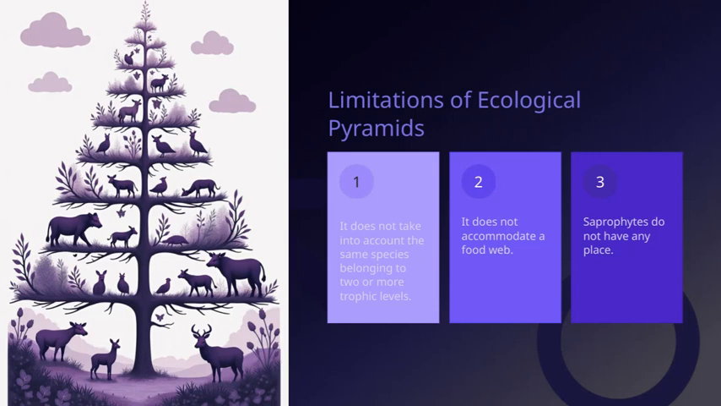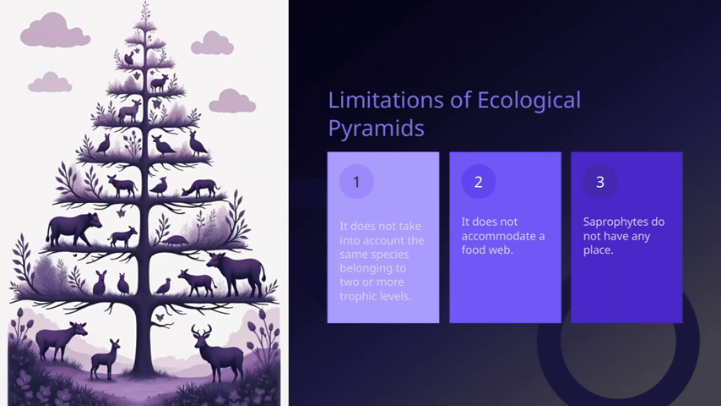Let's talk about some limitations of ecological pyramids. First, they do not include saprophytes, which are organisms like fungi and bacteria that decompose organic matter. These play a crucial role in ecosystems, but because pyramids don't account for them, we miss an important part of the energy and nutrient flow. Next, ecological pyramids don't really accommodate a food web structure, which is often more complex than a simple linear chain. Food webs involve multiple, interconnected feeding relationships, and pyramids tend to oversimplify that complexity.